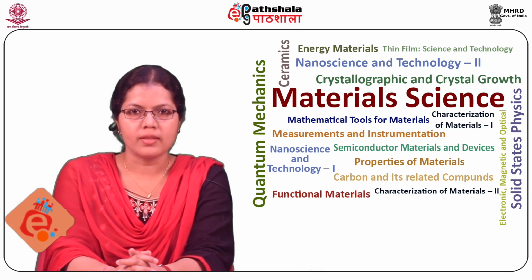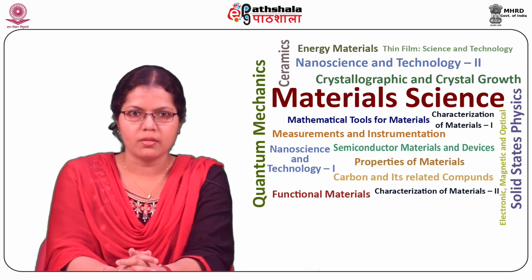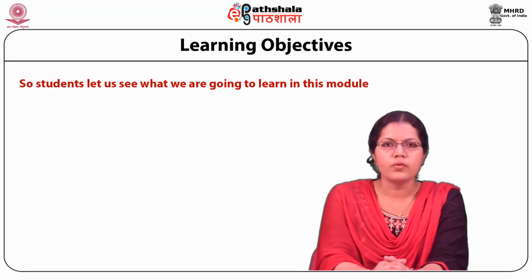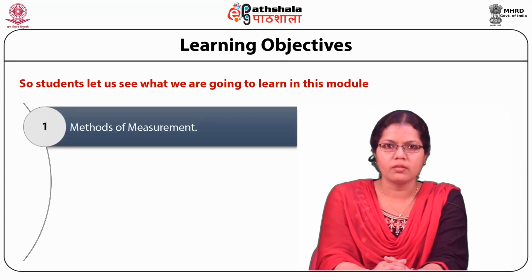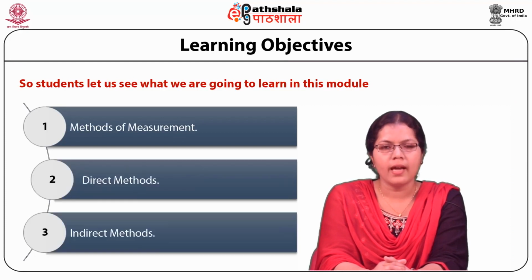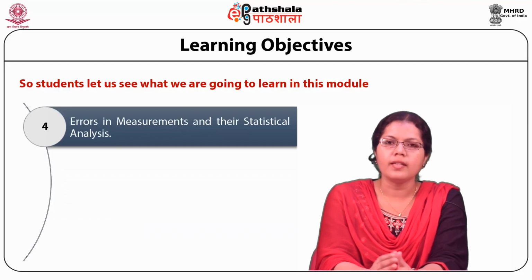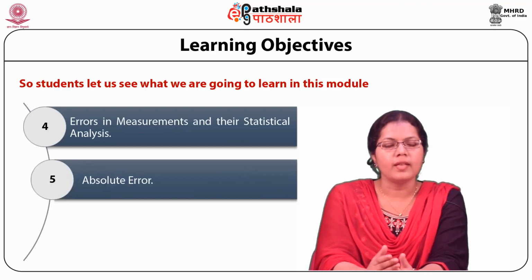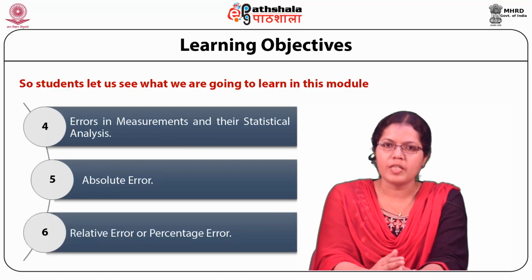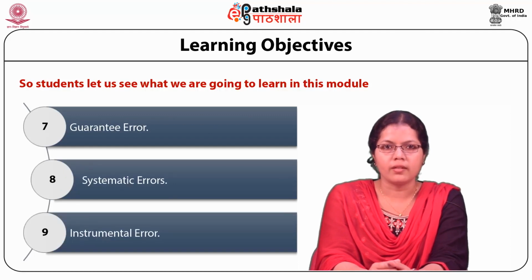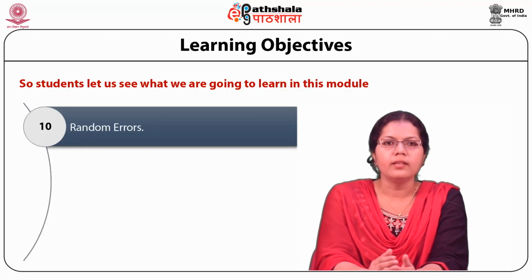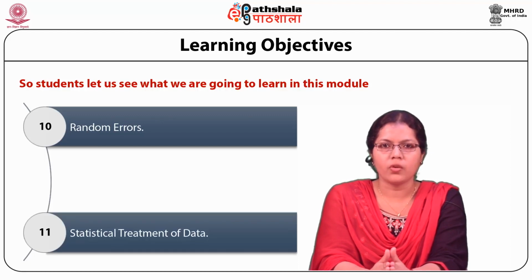Today we are going to discuss the module Measurements from the paper Measurement and Instrumentation. From this module, students may get to know about the following topics. First, the methods of measurement, which include direct methods and indirect methods. Second, the errors in measurements and their statistical analysis, like the absolute error, the relative or percentage error, guarantee error, systematic errors, instrumental errors, random errors, and finally, the statistical treatment of the data acquired.